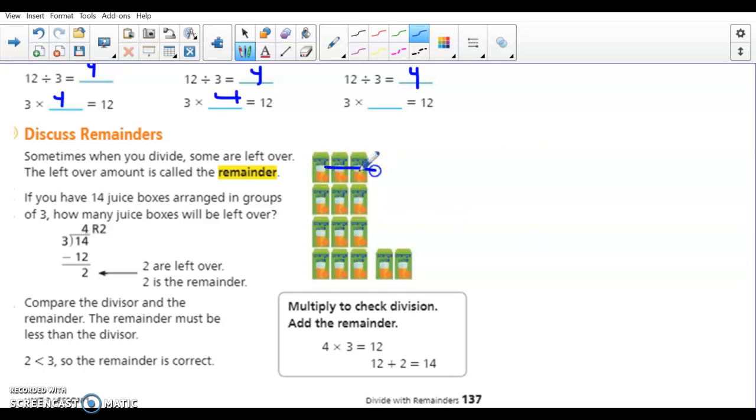Well, we have 1 group of 3, 2 groups of 3, 3 groups of 3, so we have 4 groups of 3. So our quotient is still 4. But we have these 2 that don't make a full group. And if you don't make a full group, that's going to be the leftover or the remainder. So we call that remainder 2, and we symbolize that by just putting R2.